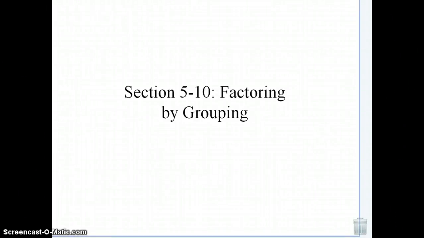All right, we will be doing section 5.10, factoring by grouping today. Please put this in your notes.